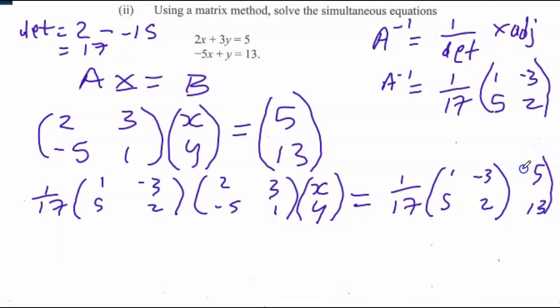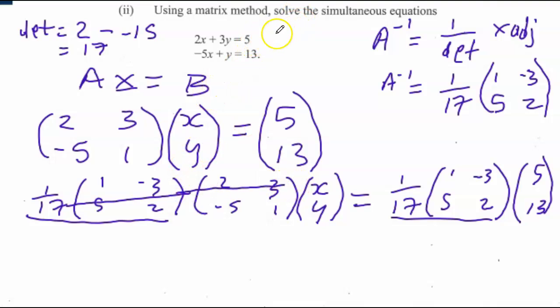Alright, so notice what we did. We multiply both sides by this. Alright, by that. Now what will happen? What will happen now? All of this will become the identity matrix. When you multiply A inverse times A, what you get is the identity matrix I, which is 1, 0, 0, 1.